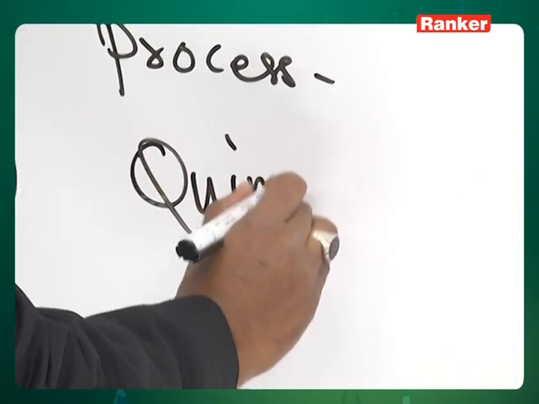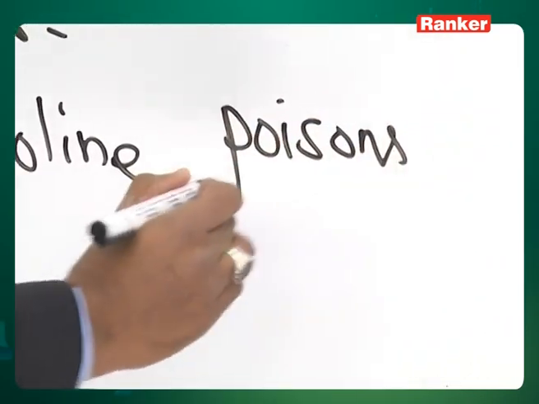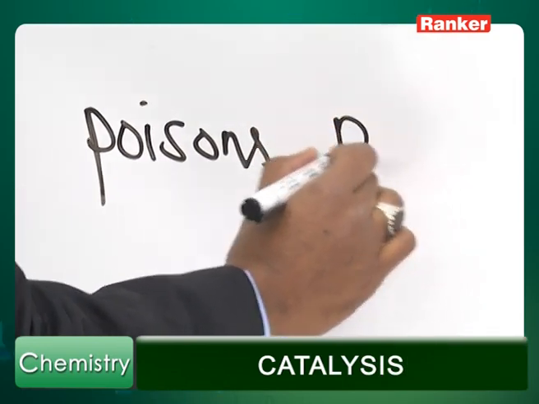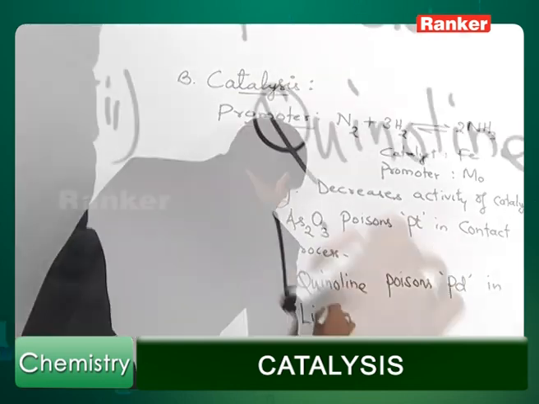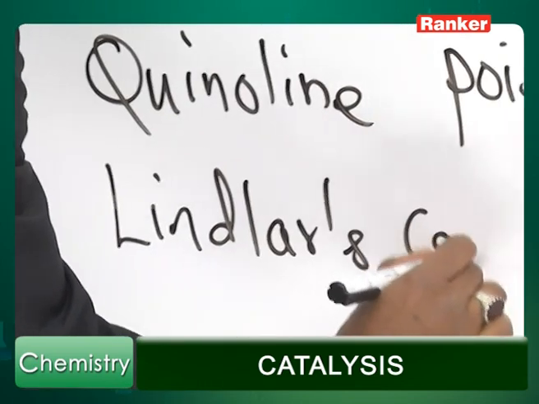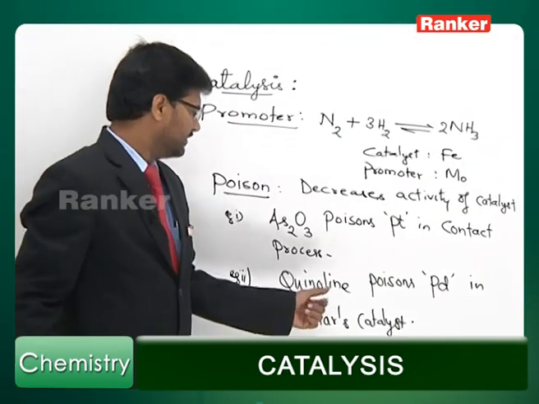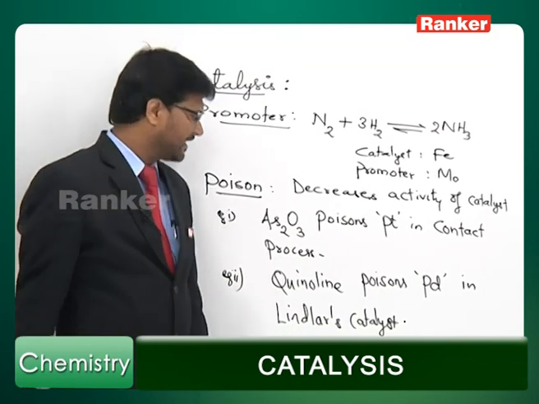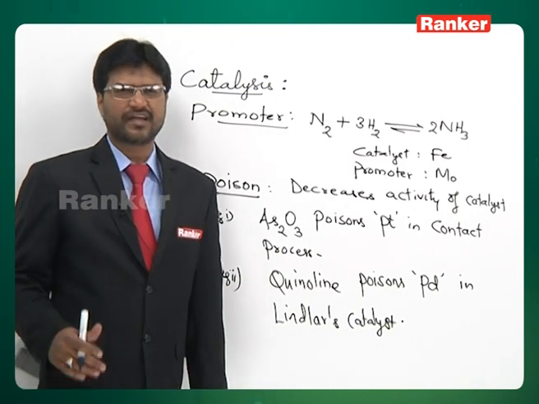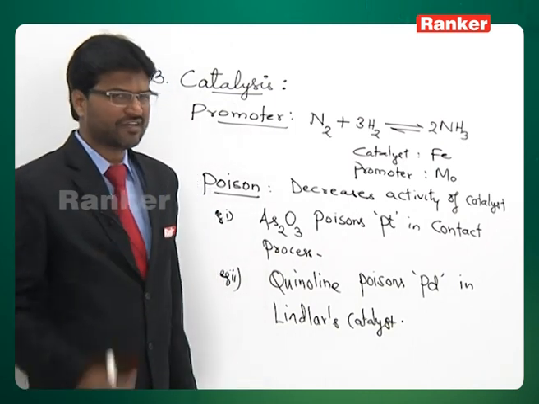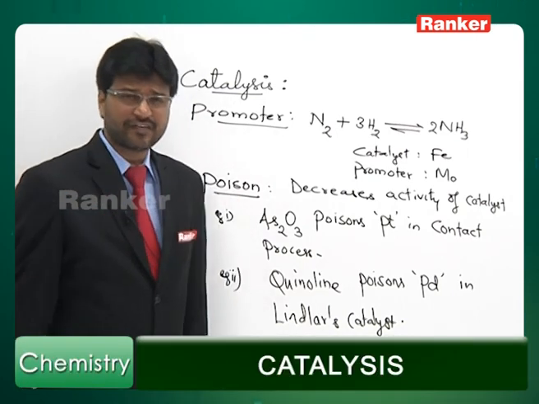Another example of poison, example 2, quinoline poisons palladium in Lindlar's catalyst. Quinoline is added intentionally to decrease the activity of palladium. The catalyst mixture is called Lindlar's catalyst. It is a mixture of palladium, barium sulfate and quinoline. In this mixture, quinoline acts as a poison. It decreases the activity of palladium.